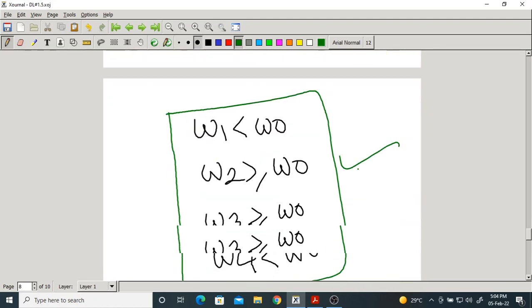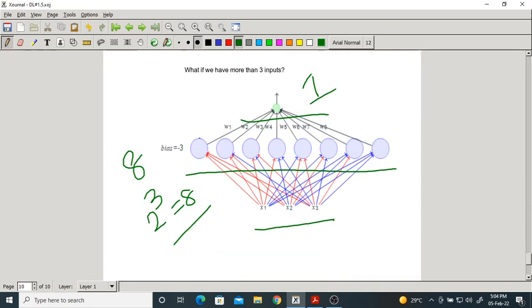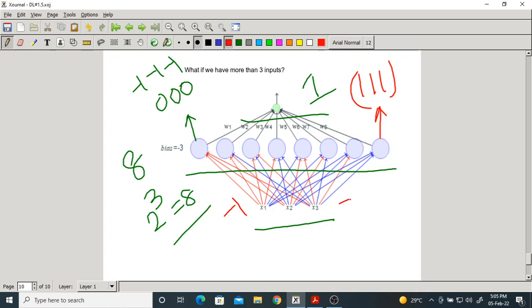So in the output layer we have only 1 perceptron. And what is the bias? -3. When will this fire? When the input is 0, 0, 0, that is, 3 bits, meaning -1, -1, -1. When will the last neuron fire? When all are positive, 1, 1, 1. So it is the same thing, just an extension. All red lines mean -1, all blue mean +1. These are 8 weights.